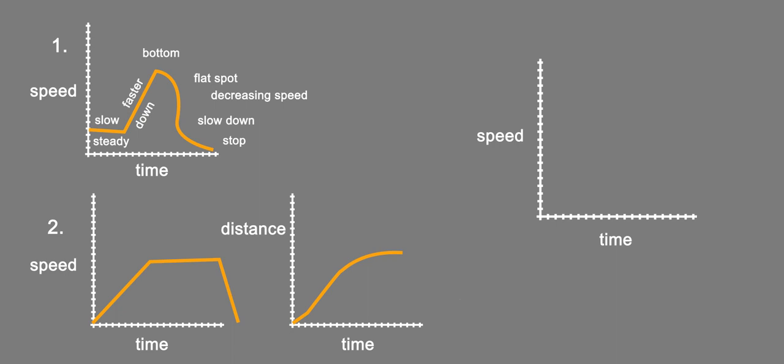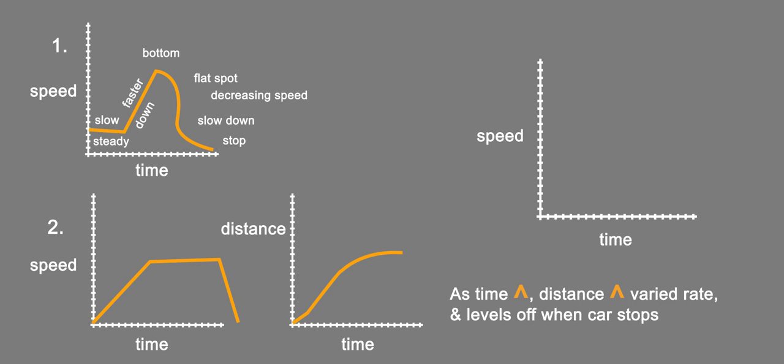So we could say that as time increases, distance increases at a varied rate, and then it levels off when the car stops, which would be right here, where the distance isn't increasing anymore because the car has stopped.